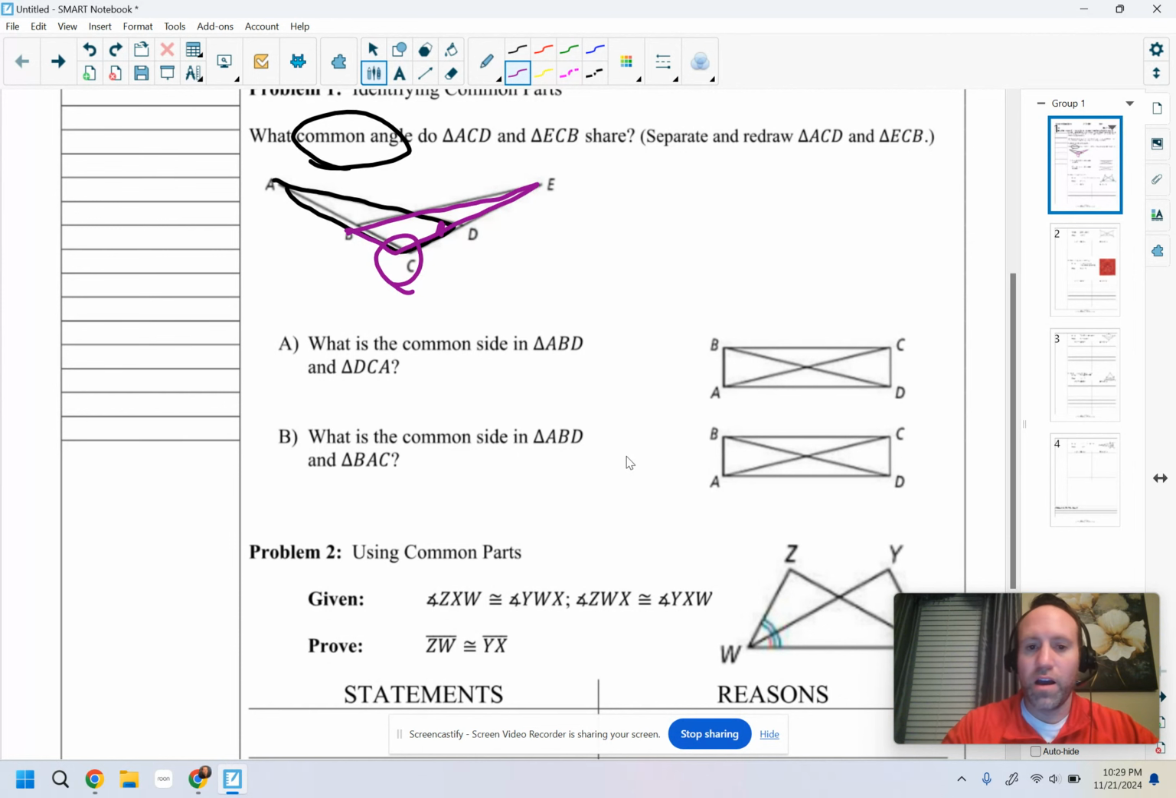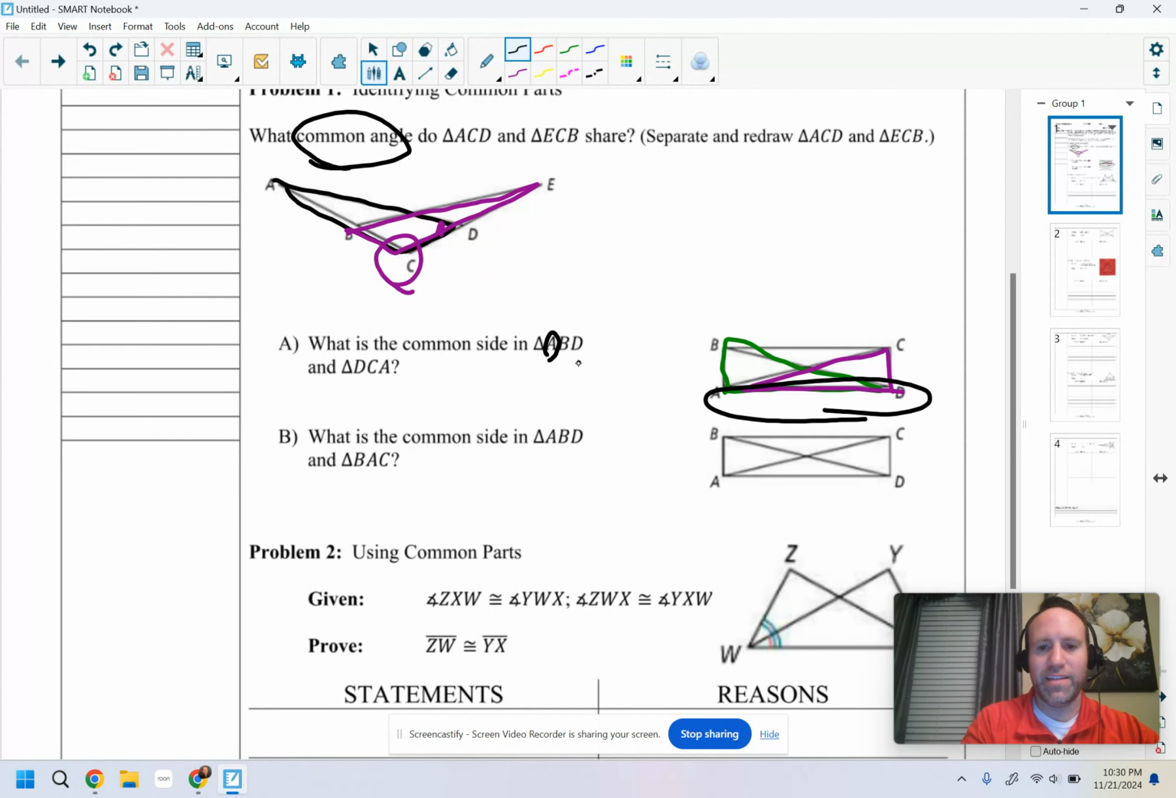Okay. This one says we're looking for the common side for ABD and DCA. So the common side is going to be AD. And it kind of helps that we see AD here and we see AD in this one as well. That said, you don't want to assume, we'll get to that in the proof. You want to be careful.